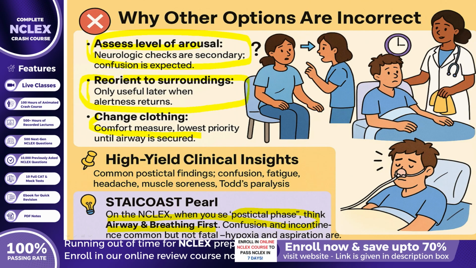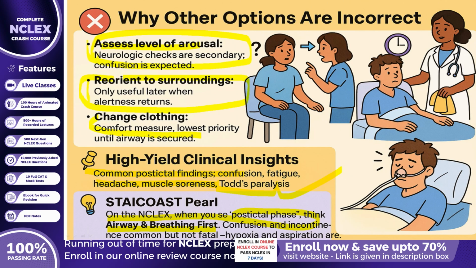To enrich this with high-yield insights, remember that postictal findings typically include confusion, fatigue, headache, muscle soreness, and sometimes Todd's paralysis, which is a temporary weakness on one side. Nursing actions should include positioning the client on their side to facilitate secretion drainage, assessing airway and breathing, and administering oxygen if necessary. By always applying the ABC framework before considering neurologic checks or comfort measures, you can prioritize correctly in both clinical practice and on the NCLEX.